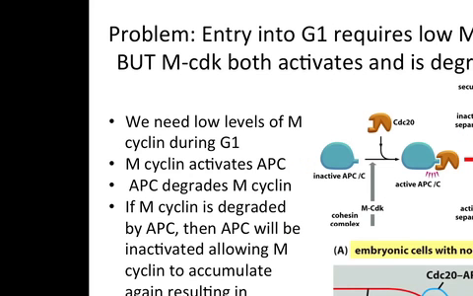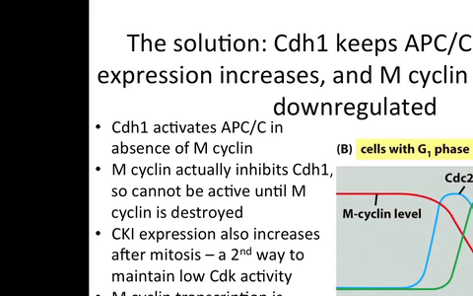Okay, so this is kind of what I just said to you. Entry into G1 requires low MCDK activity. You need your cyclin to be degraded. You need low MCDK activity, but MCDK activates and is degraded by APC, so you're looking at this quandary of how to keep APC on when you're degrading its activator. Basically what it comes down to is that CDH1, that other activator of APC, is going to come into play. So in G1, you're going to get CDH1 that's going to keep APC on. CDH1 keeps APC active.